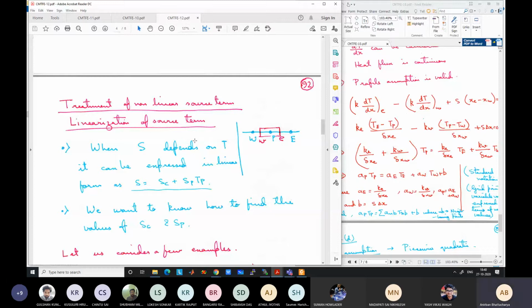Constant or linear source terms are okay. Even linear source terms in some cases are not easy, we will see. Constant source terms you already know what to do. But if we have linear or non-linear source terms, how to make them into appropriate divisions of SC and SP? That is our next target.